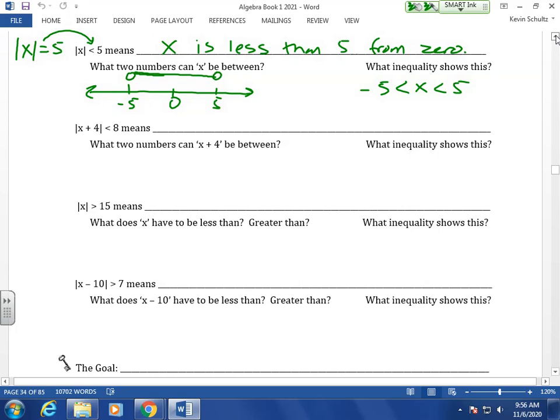Same thing with the second one here. The absolute value of x plus 4 is less than 8 means that whatever x plus 4 is, it is less than 8. And because it's an absolute value, we have to add that from 0 piece. Okay? X plus 4 is less than 8 from 0. So what two numbers can x plus 4 be between? Take a look at your notes. Just make sure you're still paying attention to me. What two numbers can x plus 4 be between?